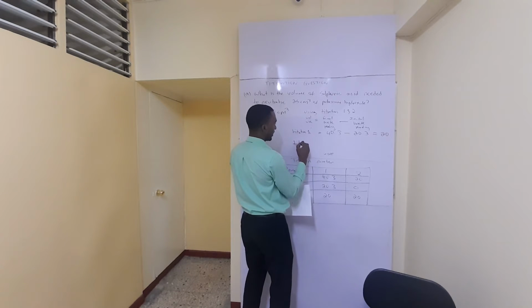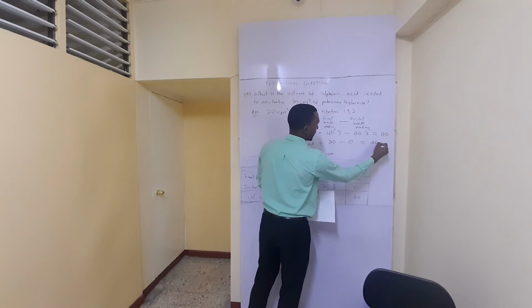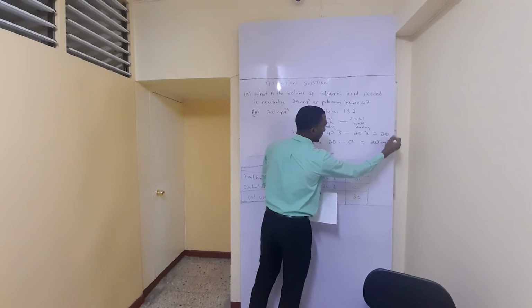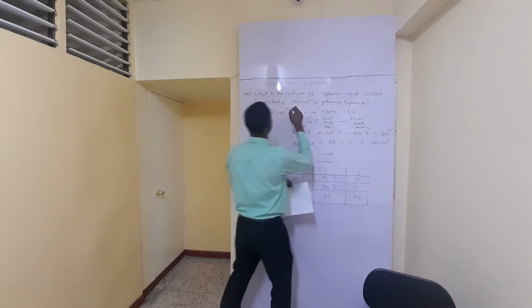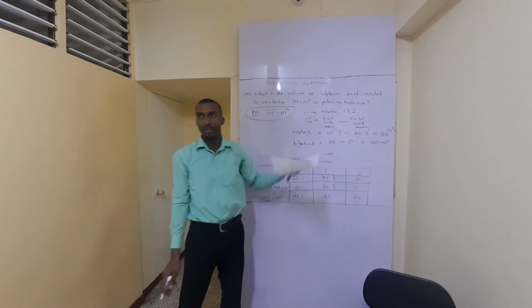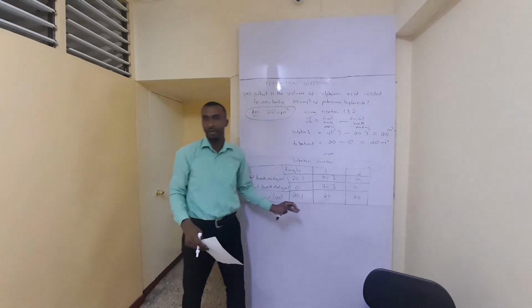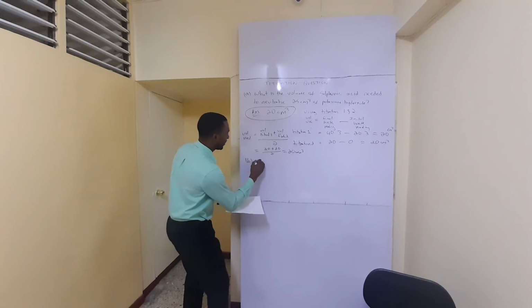And for titration 2, it's 20 minus 0, which is equal to 20 cm³. That is why we'll get this as the answer. You have to show that in the exam, right? Because you'll probably get marks to complete this table as well. Right?